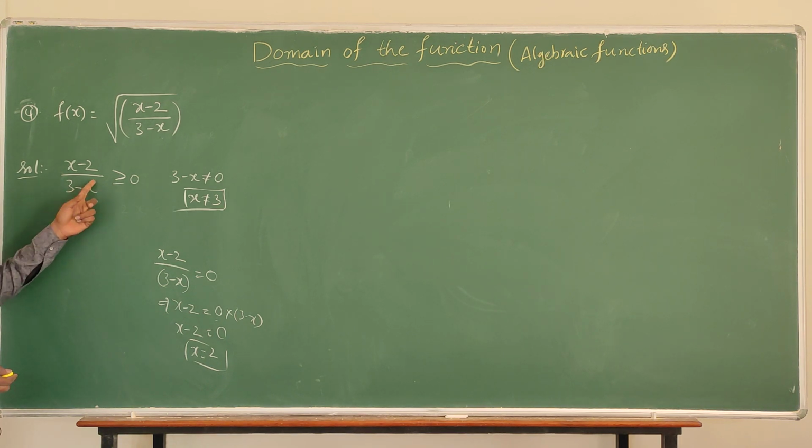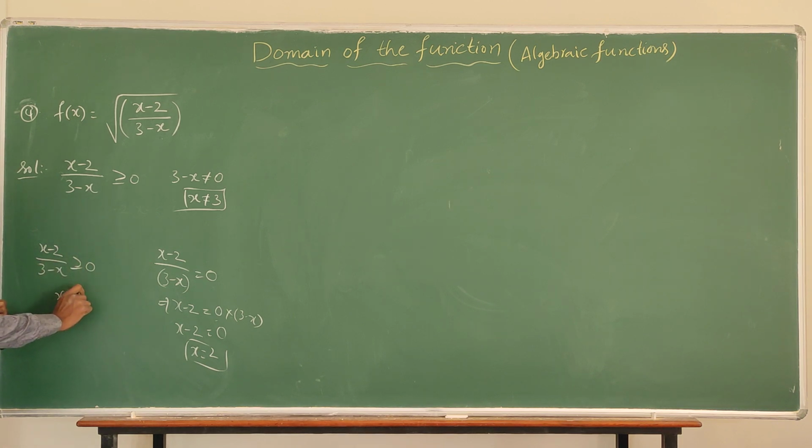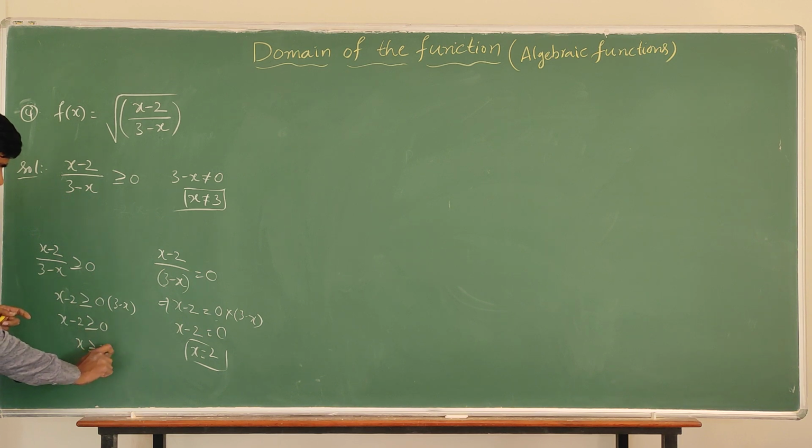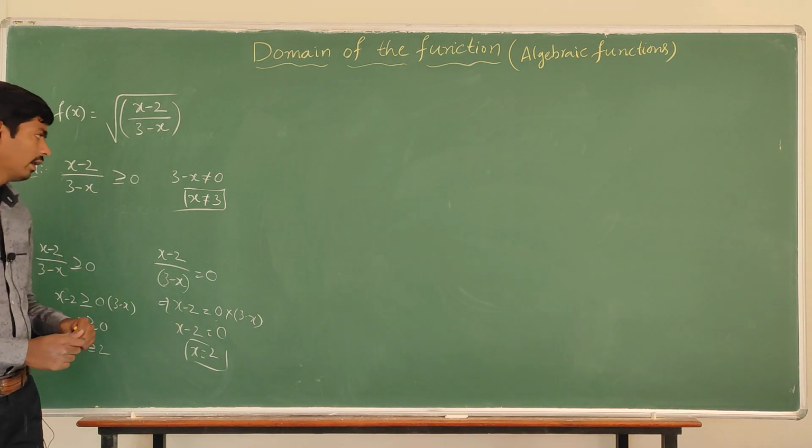So here, the 3 minus x value, I don't know whether it is positive or negative. Suppose it is positive, then x minus 2 by 3 minus x is greater than or equal to 0. Suppose the 3 minus x value is positive, then we can transpose it to this side. x minus 2 is greater than or equal to 0 into 3 minus x. 0 into 3 minus x will be 0. x minus 2 is greater than or equal to 0, then x is greater than or equal to 2. We will solve like this.